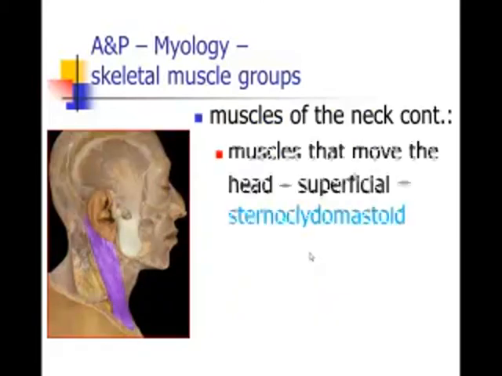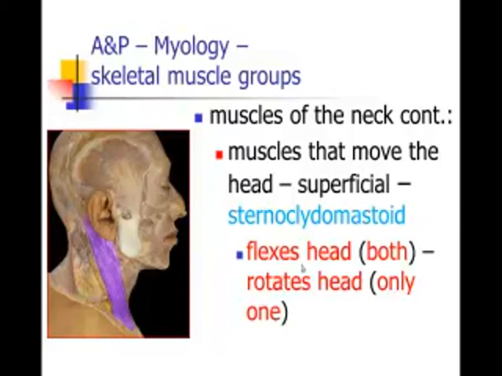Then we're going to have muscles that move the head. And we're going to look at 2 superficial muscles. One is sternocleidomastoid. In a cat, if you've studied cat anatomy, you'd see that these are 2 muscles. There's a sternomastoid and a cleidomastoid. But in humans, there's one. It splits, part of it originating on the manubrium and the other part from the clavicle. So it's going to flex the head if only one side is contracting. And it's going to flex the head if both sides are contracting. It's going to rotate the head if only one side contracts.